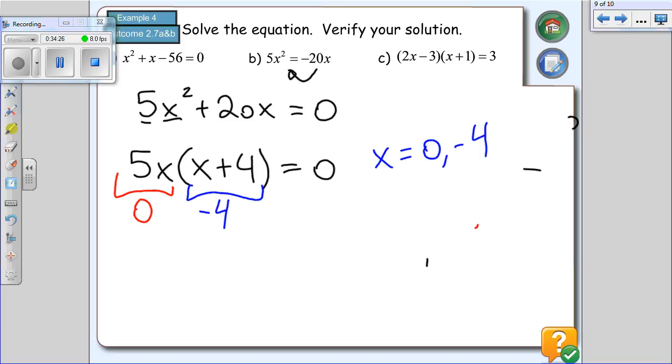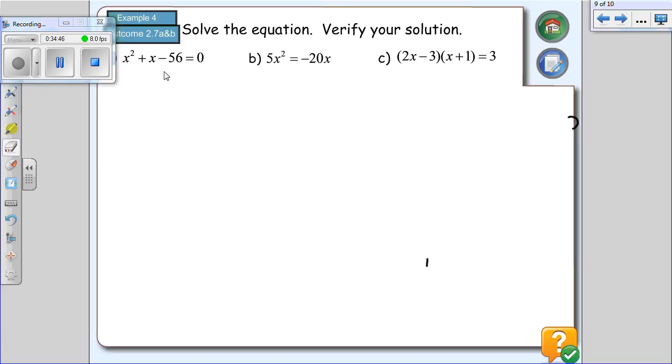C. C is a little tricky. A lot of people are going to want to look at C and just say that the answer would be whatever makes that 0. But the issue is, you're not in general form. So you need to FOIL it, and you need to move the 3 over. If this 3 was 0, you would be fine. You wouldn't need to FOIL it. But it's not equal to 0.